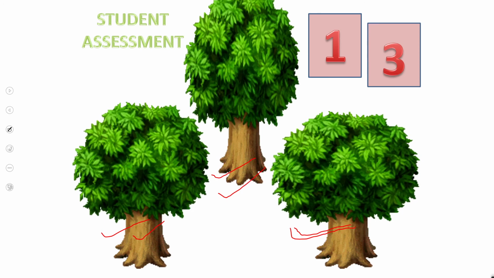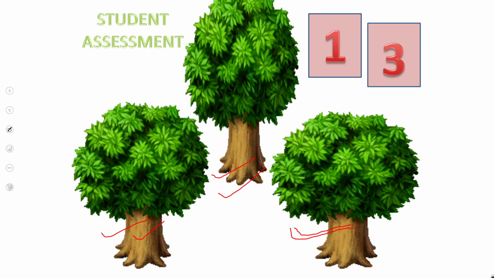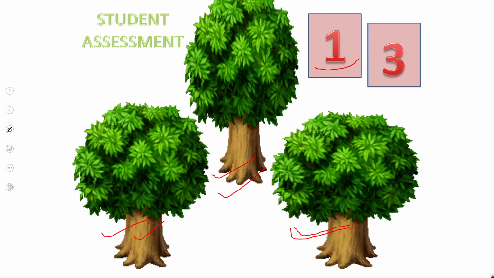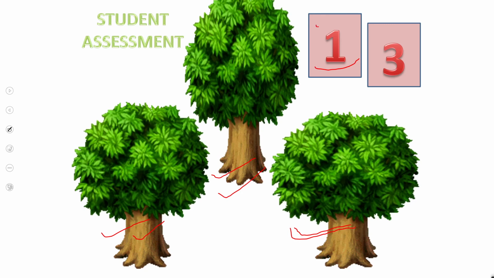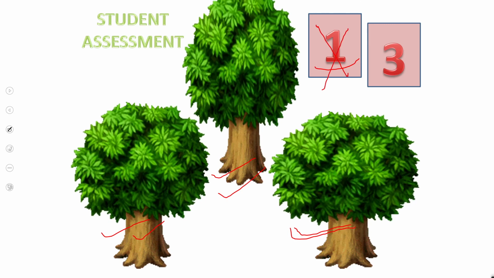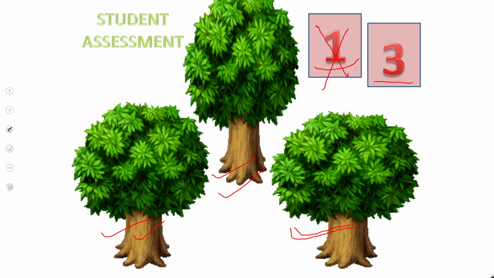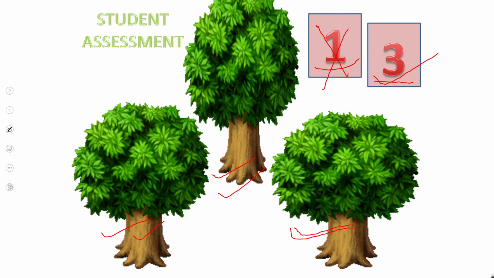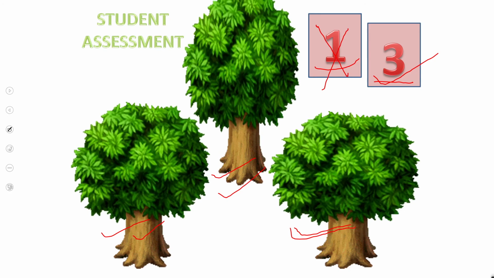Now what you have to do is take the right answer. Is it number 3? No, it's number 1. Very good. So you are going to put a cross over it. Is it number 3? Yes, so you're going to take it. So this is number 3.